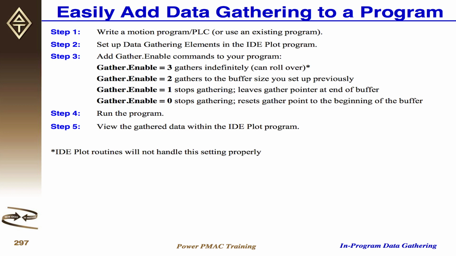So from a program, you should almost always use gather.enable equals 2, which will gather only up to the buffer size that you've configured through the plot program, and then stop once it reaches the end of the buffer size. Gather.enable equals 1 will stop gathering and leave the gather pointer at the end of the buffer. There's really no point in doing that, so I don't use that. And gather.enable equals 0 will stop gathering and reset the gather pointer to the beginning of the buffer. This is basically what you use every time you want to stop gathering.